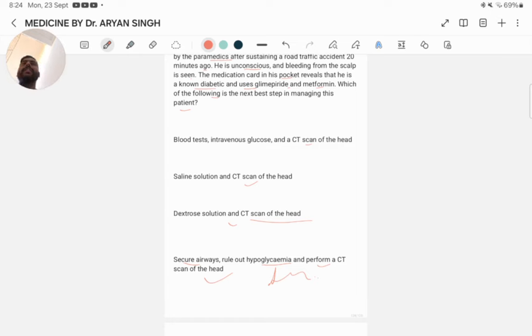In the case of an unconscious diabetic patient, hypoglycemia or hyperglycemia should be ruled out before starting the treatment. Once hypoglycemia is established, appropriate fluid management should be done to stabilize the patient. After that, a head CT scan should be done to rule out intracranial bleeding.